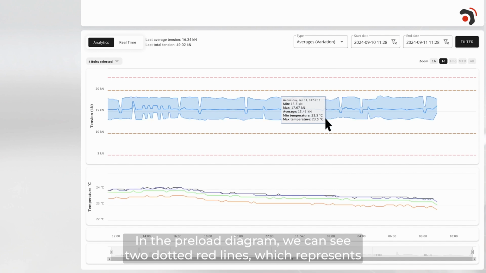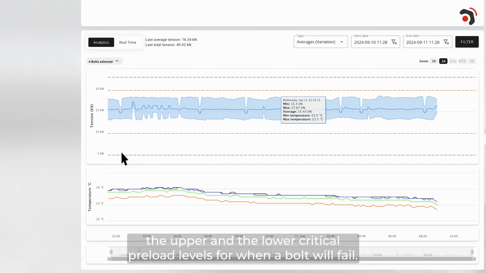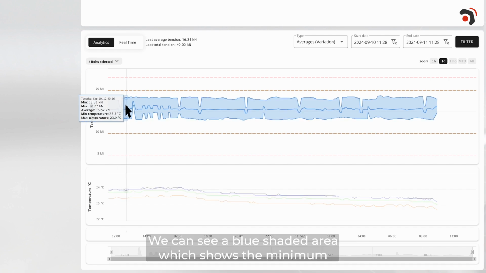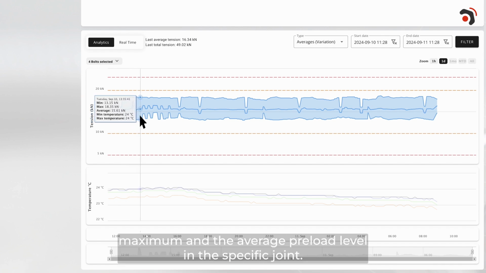In the preload diagram we can see 2 dotted red lines which represents the upper and the lower critical preload levels for when a bolt will fail, and 2 dotted yellow lines which represent warning levels when the joint needs some form of attention. In the center of the diagram we can see a blue shaded area which shows the minimum, maximum and the average preload level in this specific joint.